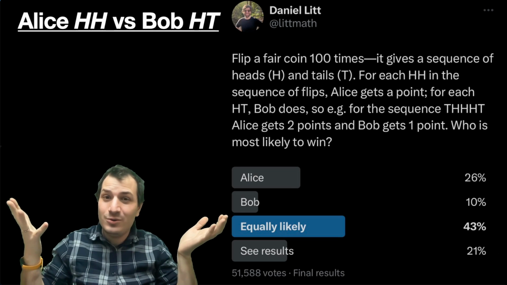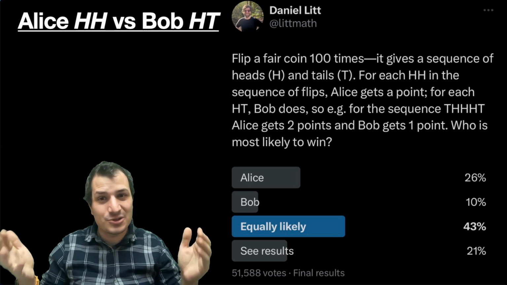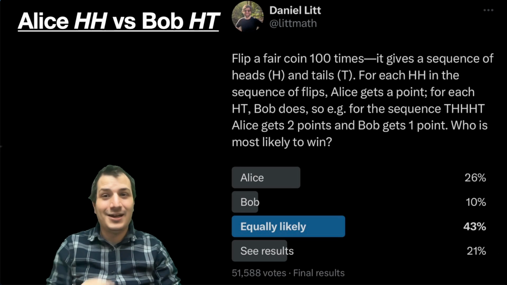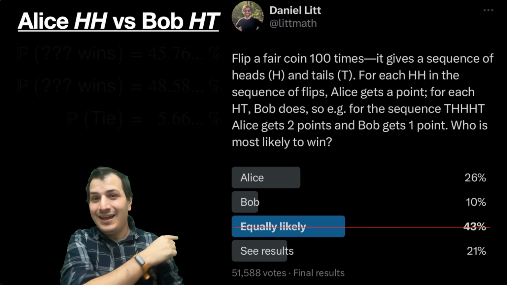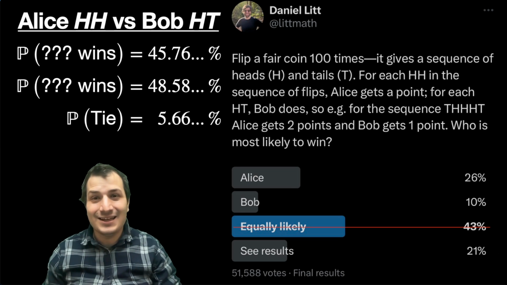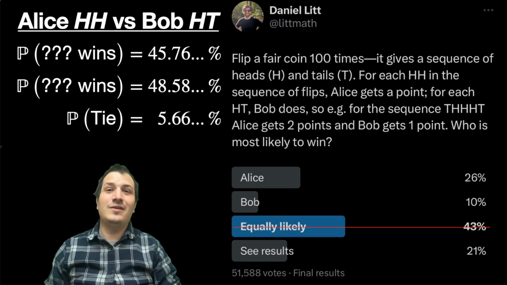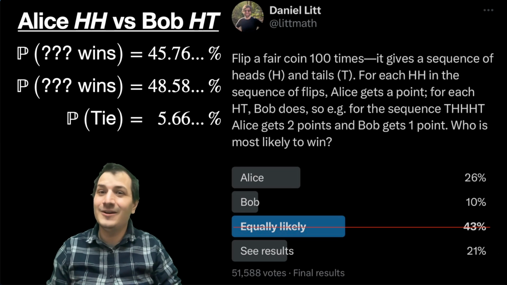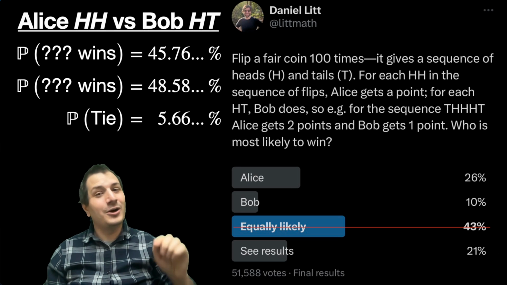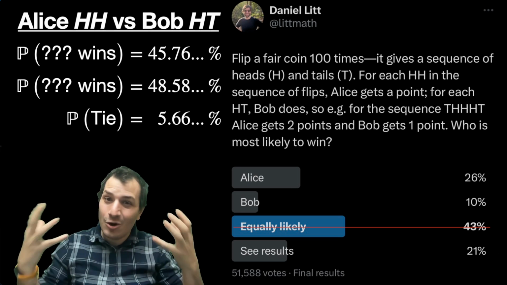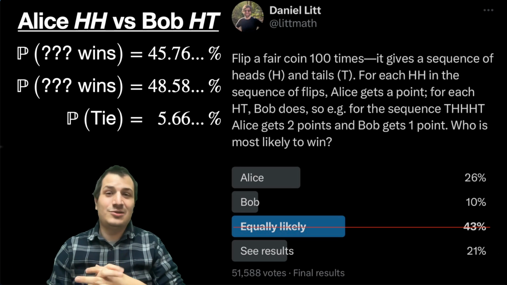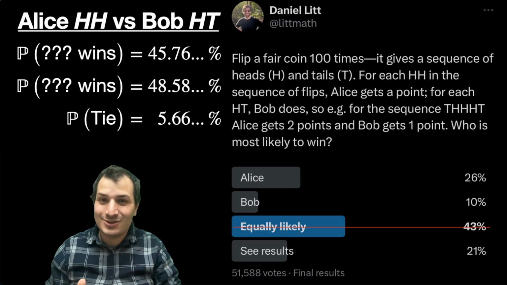And the question is, who is more likely to win at the end of 100 flips? Who is more likely to have more points? A lot of people on Twitter thought it was equally likely. That is wrong. One of them has a slightly higher chance to win than the other, just about 2% higher. If you've never seen this problem before, I made a video a while ago with a really intuitive explanation of why one of these players is more likely to win. That involves a really fun analogy with a dog.